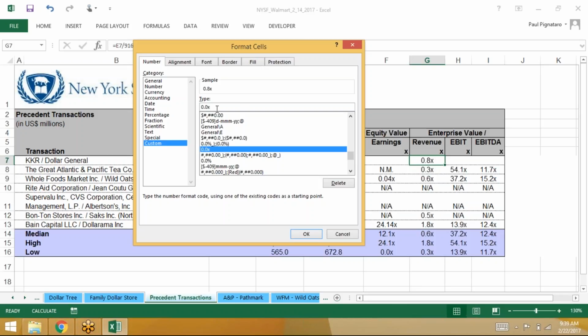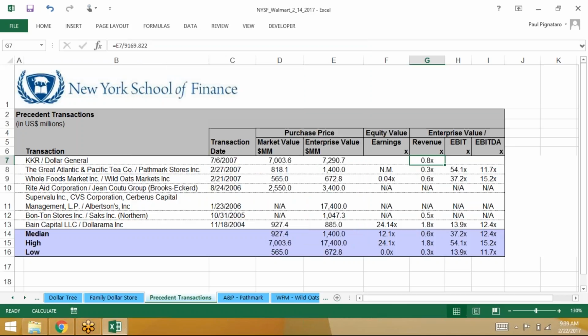Okay, so for example, I want an X there. First of all, 0.0. Anything after the decimal illustrates how many decimal places you want. If I wanted 2 decimal places, I put 0.00. And then I can put an X afterwards. Okay? And that gives me the X.